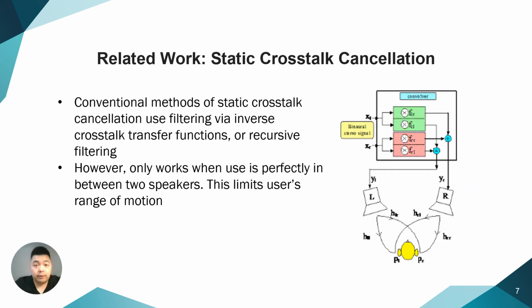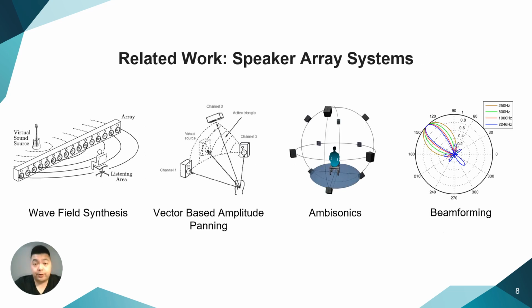Conventional methods of static crosstalk cancellation use filtering via inverse crosstalk transfer functions or recursive filtering. However, this only works when the user is perfectly in between two speakers, and this limits the user's range of motion. There have been many related works which use loudspeaker arrays to render the spatialized audio effect. Speaker array system techniques generally use more than two speakers, and these are established methods of generating spatial audio. However, these techniques are expensive in cost, setup, and computation, making them impractical for at-home listening experiences.